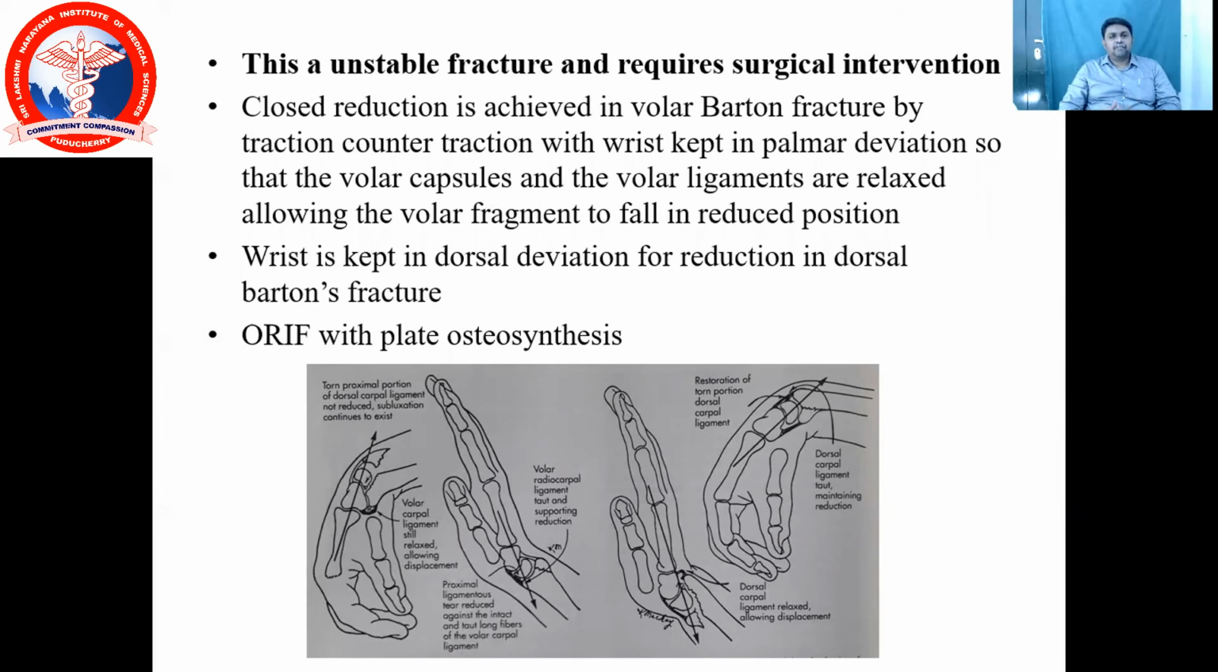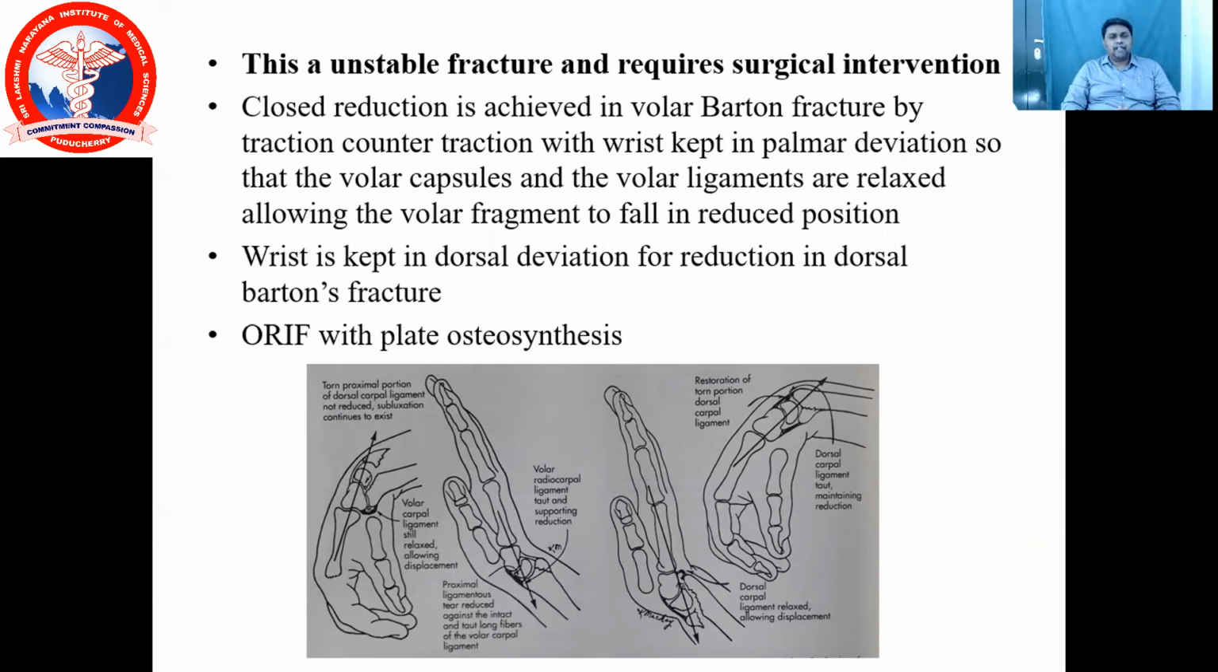Whenever a patient comes to the casualty, you have to immobilize the wrist. So for that, you have to do a closed reduction, relieve the pressure, and put a POP. How you are going to do it is you will always give a traction, counter traction. If the Barton fracture is a volar Barton fracture, you have to keep the wrist in volar flexion so that the volar capsules and the volar ligaments relax and allow the volar fragment to fall in a reduced position.